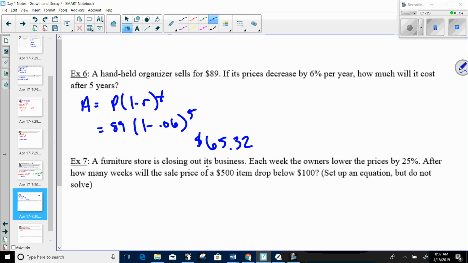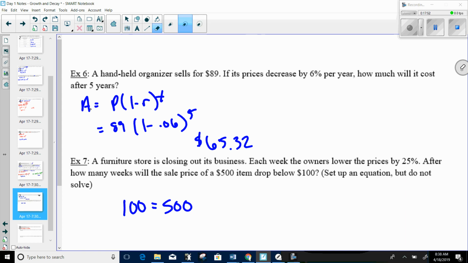It says a furniture store is closing out its business each week. The owner lowers the price 25%. After how many weeks will the sales price be moved from $500 to $100? Set up an equation but don't solve. So it would be, again, price is decreasing. So it starts at $500, but it's going to end at $100.